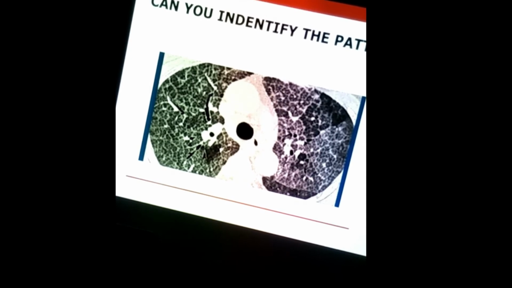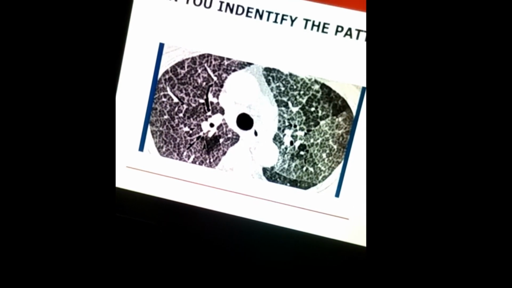Can you identify this pattern? There is septal thickening, there is ground glass haze, and now you have to identify whether this septal thickening is smooth or nodular. If it is smooth and this is ground glass haze, this picture suggests that this patient has crazy paving. And the differentials are same that I told you in the previous slides. This is crazy paving.